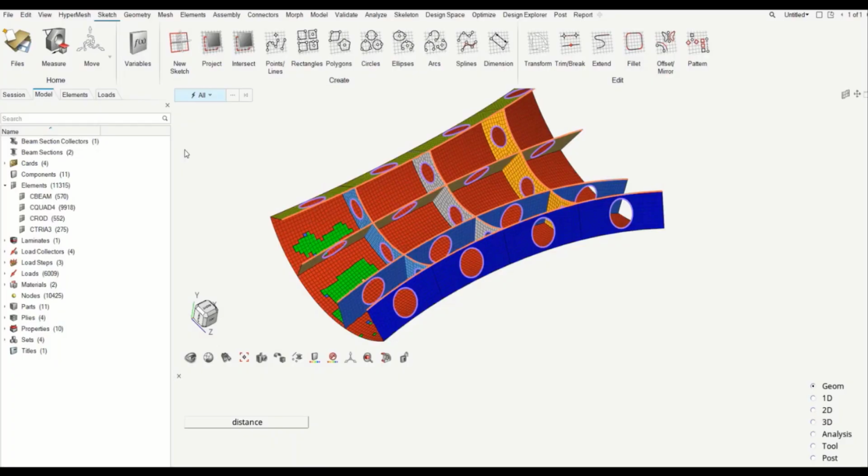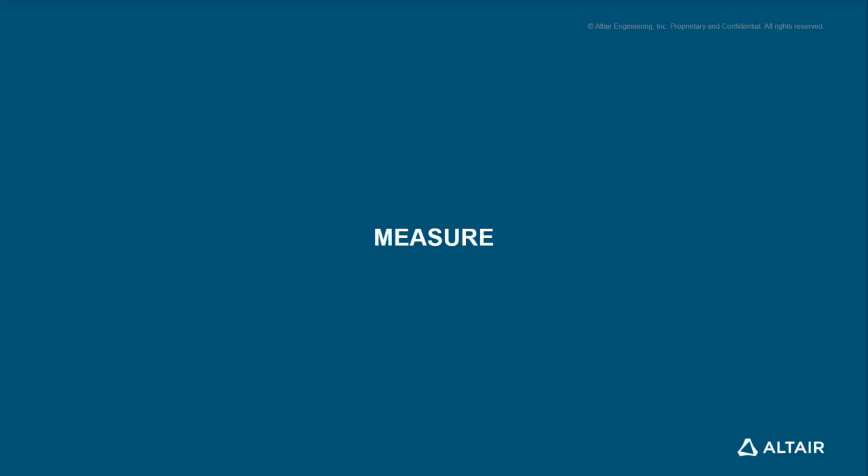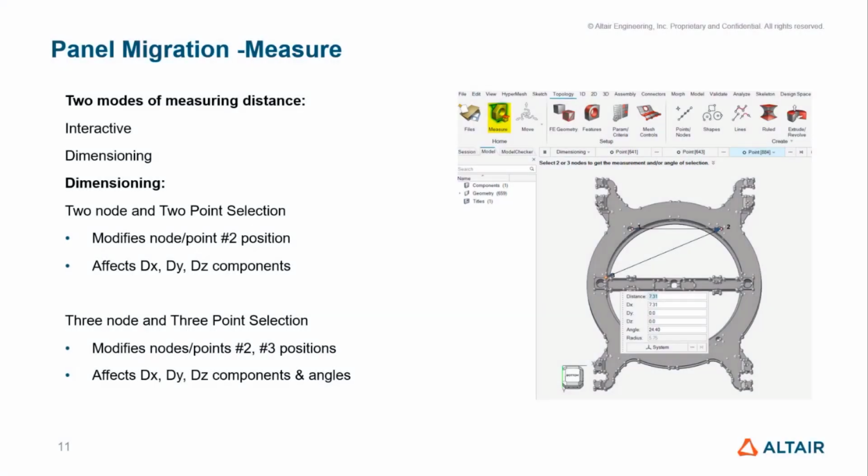Moving further, let me talk about measure. We all know the F4 or the distance in the geometry, which was part of the panel. And as part of migration, we have added it as part of the measure tool. So I'll quickly go to the demo.